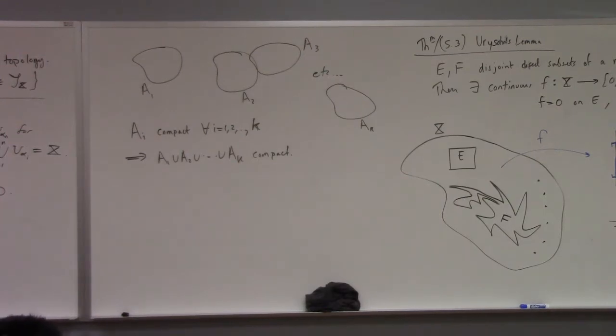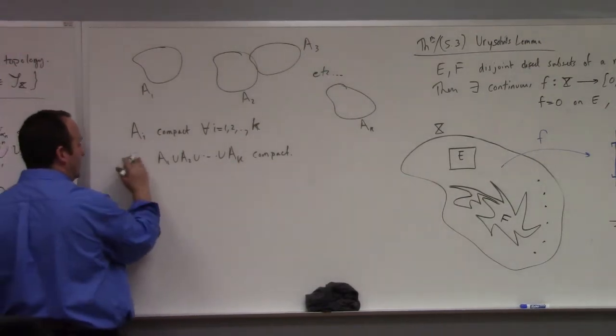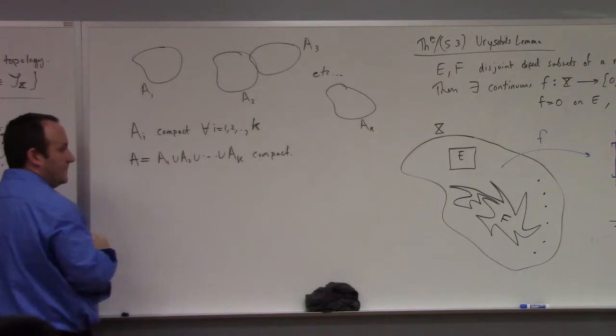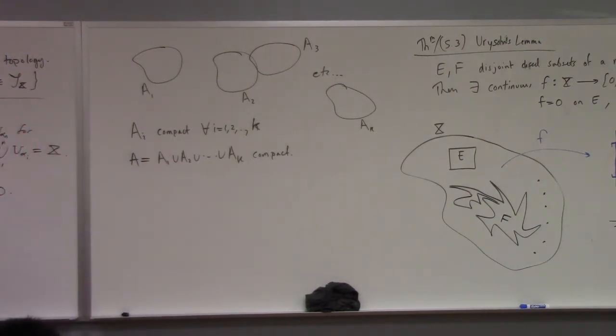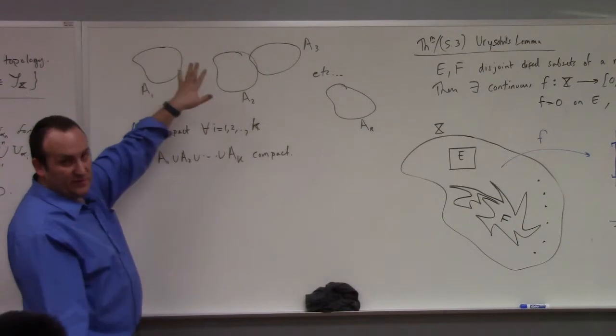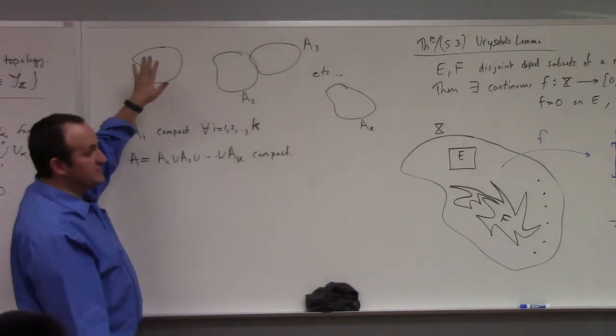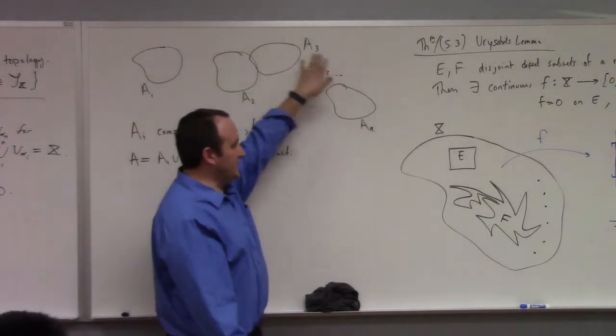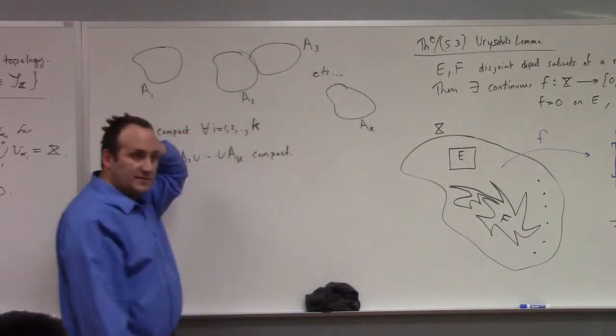So if I call the entire union A, and I look at an open cover of A, what's an open cover of A look like? I'm not going to write anything down for this. I'm going to talk at you guys. An open cover of A is a collection of sets whose union covers all of these different sets, right?